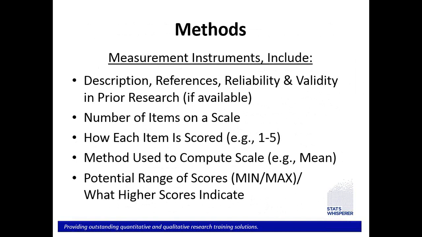Okay, so the number of items on the scale, right? Is that 5 items? Does it have 50 items? Right? How each item is scored? Is it a scale of 1 to 5 or 1 to 10? Right? Or, it doesn't have to be those two, but whatever it is, you need to say. The method used to compute the scale, such as taking the mean score of the valid items, the potential range of scores, so it's the highest and lowest score a study participant can get, and what the higher and lower scores indicate. Right? So we want to mention all that specifically and up front.